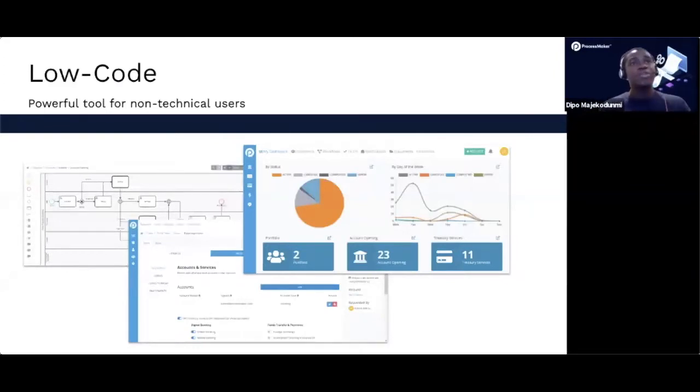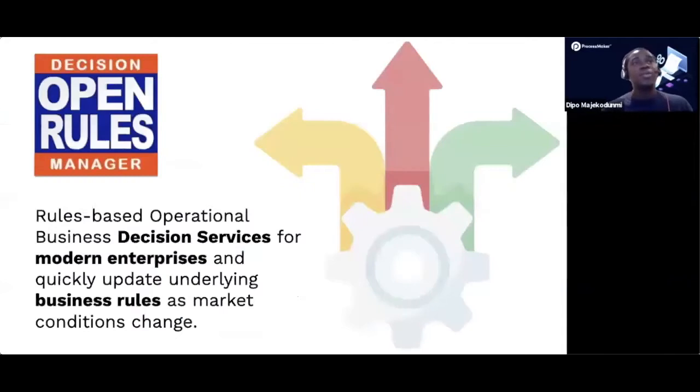On the other side, we're also going to be using OpenRules Decision Manager to drive the business rules. It's basically a rules-based operational decision management service that can be deployed either in the cloud or on-premise, and allows business users to make use of very familiar tools like Excel or Google spreadsheets to define their business rules and deploy those rules into the cloud or on servers on-premise.